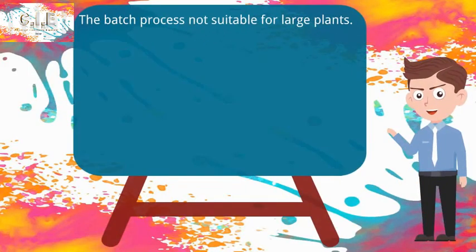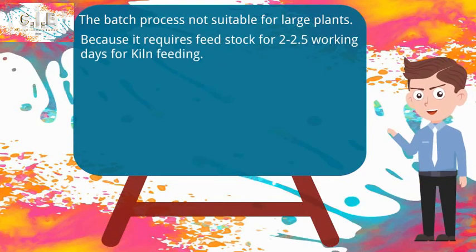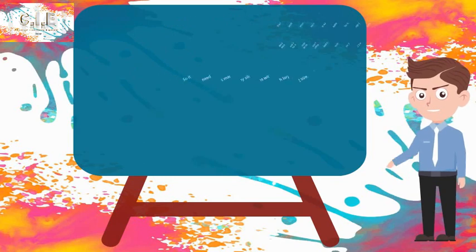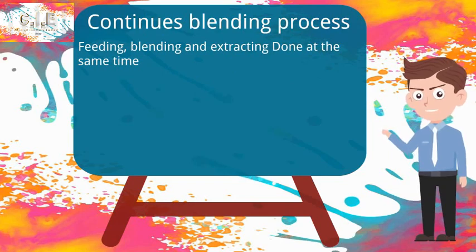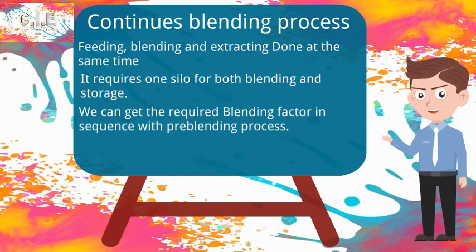For large plants, the batch process is not suitable because a large kiln requires a raw meal stock for 2 to 2.5 working days. So it requires many silos of large size, and this would be too expensive. Whereas in the continuous blending process, feeding, blending and extracting are carried out at the same time. So we need one silo used for both blending and storage. In addition, it gives the required blending factor in sequence with the pre-blending process.